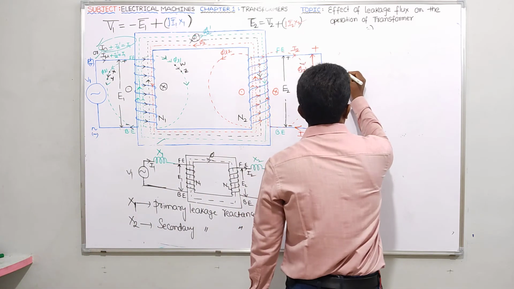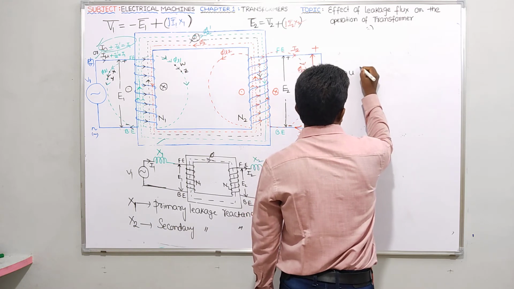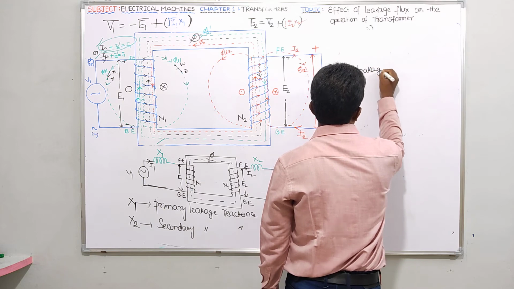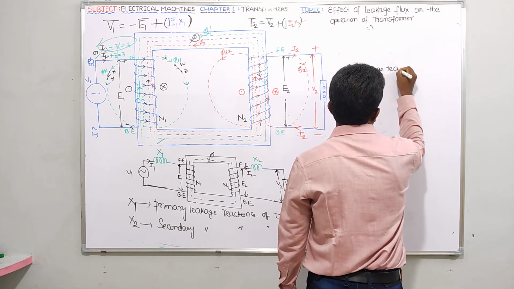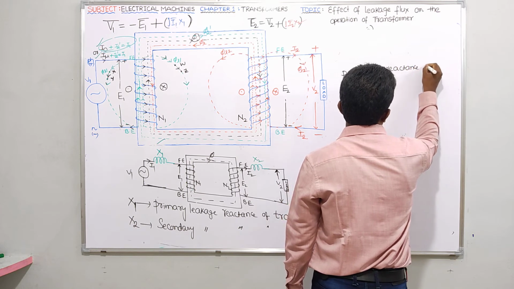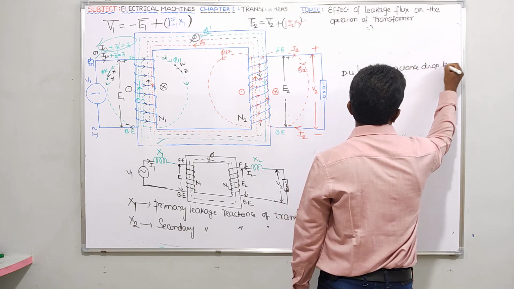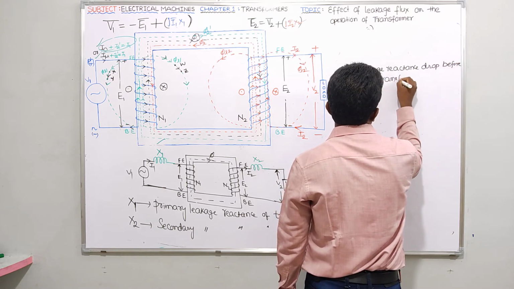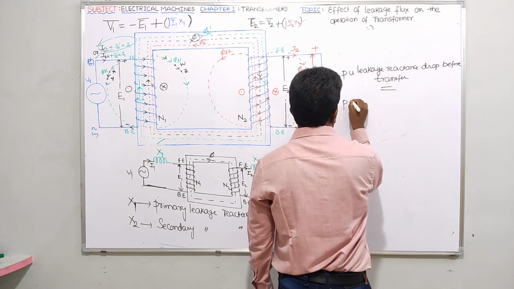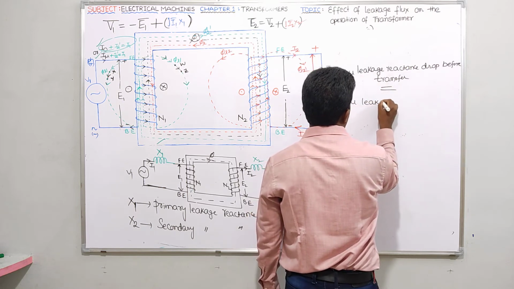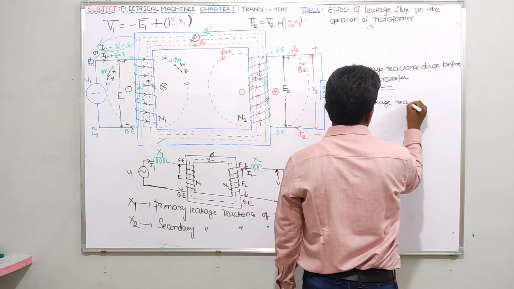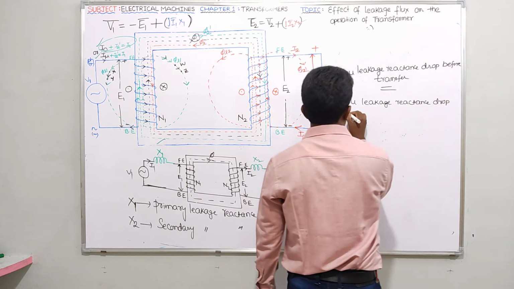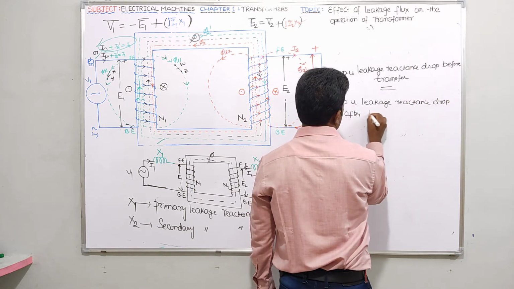What is that condition? Per unit leakage reactance drop before transfer should be equal to per unit leakage reactance drop after transfer.